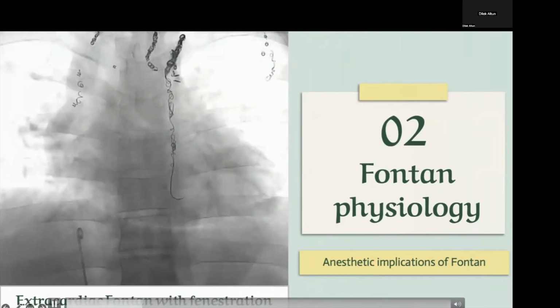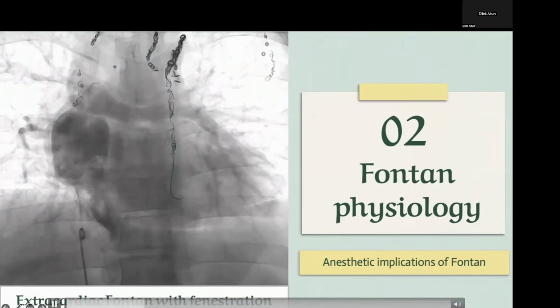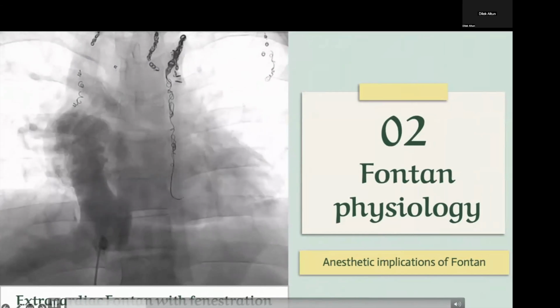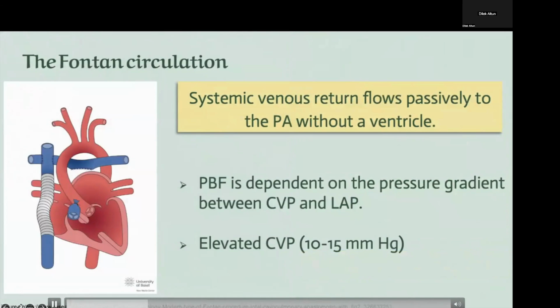Now let's focus on the anesthetic implications of Fontan physiology. This angiogram shows a Fontan with fenestration, meaning the IVC is connected directly to the pulmonary arteries, and you can see blood flowing through the fenestration into the left atrium. Let's take a closer look at Fontan circulation and its anesthetic implications.